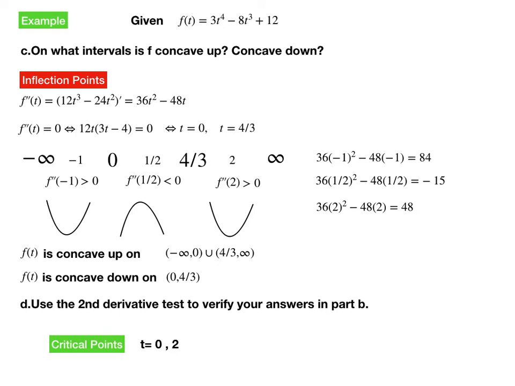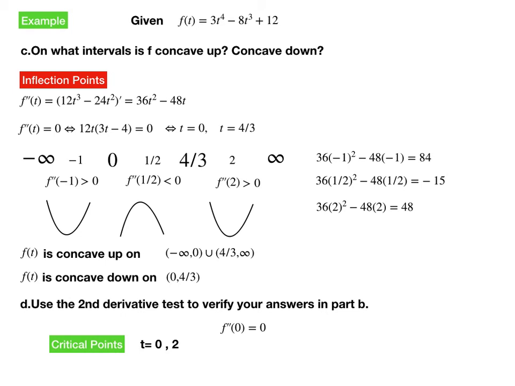The next question is, can you use the second derivative test to verify your answers in part B? Remember, in part B, we found that there's a local minimum at t equals 2, and t equals 0 is neither a local maximum nor a local minimum. So we know that we found two critical points, 0 and 2. Now we use the second derivative to evaluate these two critical points.